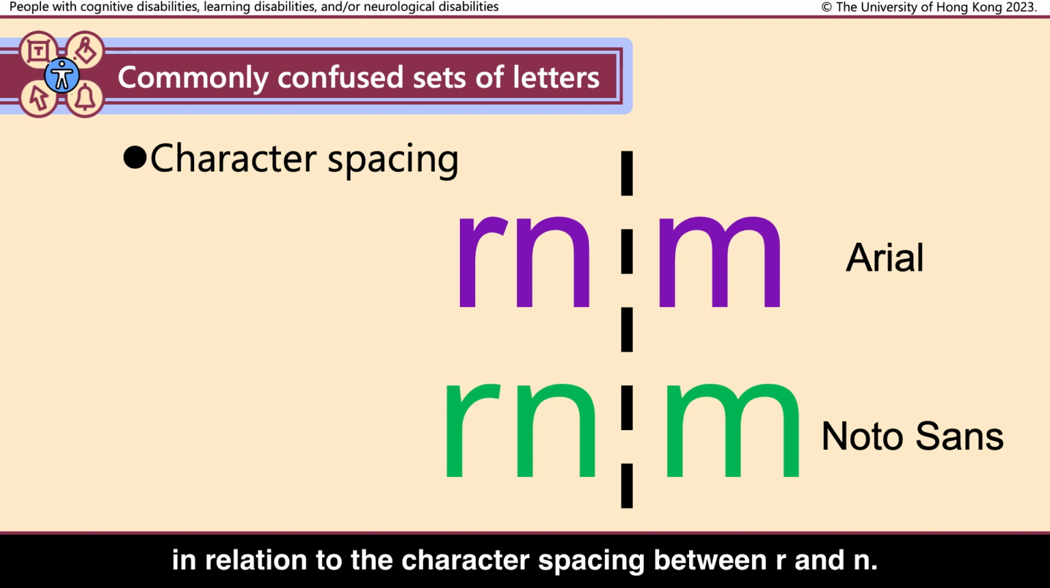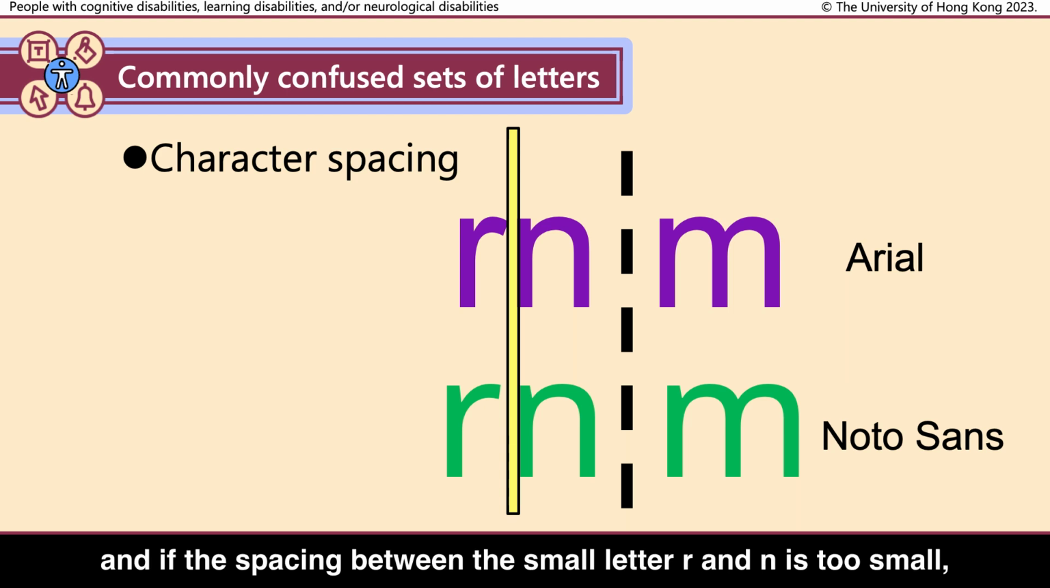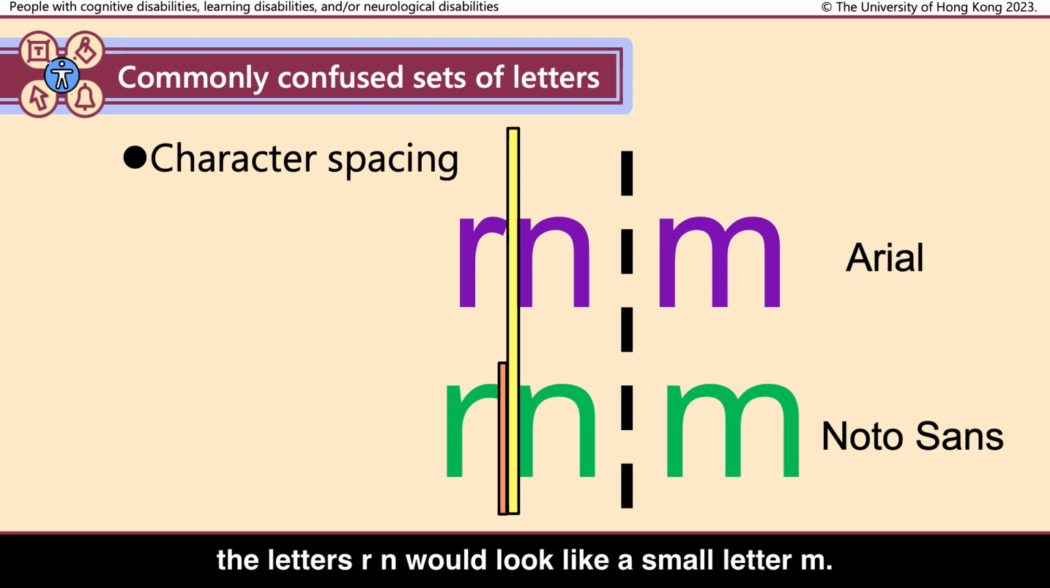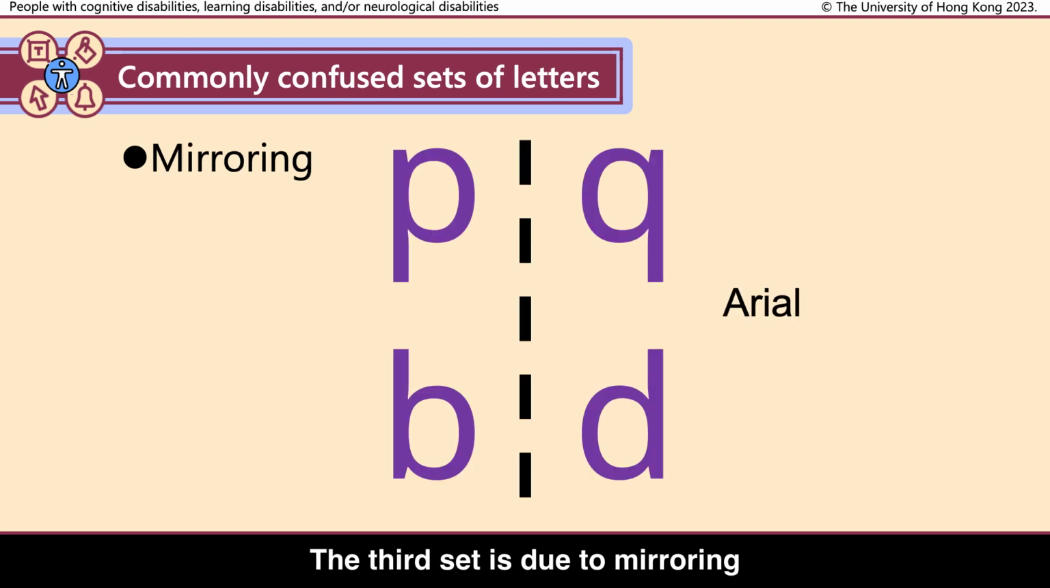The second example is about the distinction between small letters R and N and the small letter M in relation to the character spacing between R and N. When R and N are adjacent to each other in a word, and R is on the left, and N is on the right, and if the spacing between the small letter R and N is too small, the letters R and N would look like a small letter M. This can be confusing.